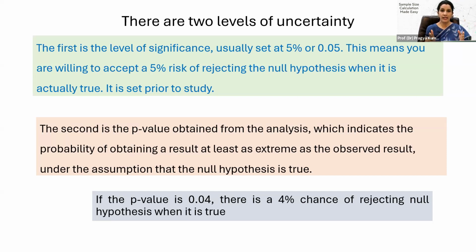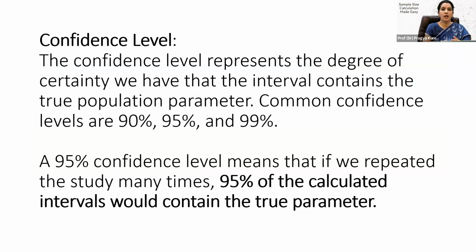So whenever your calculated p-value is less than your fixed value, you reject the null hypothesis and you conclude that there is a statistically significant association. Now coming to the confidence level. What is this confidence level?